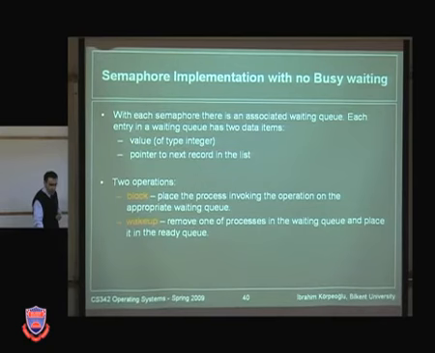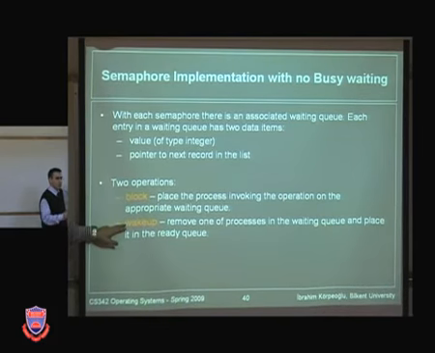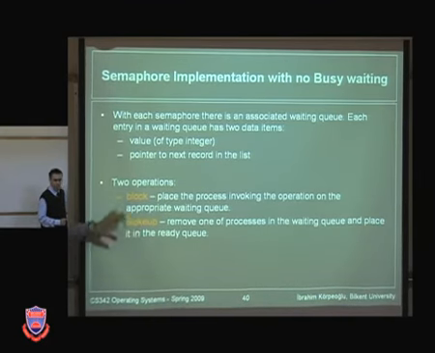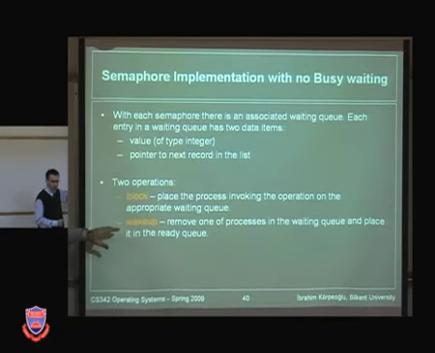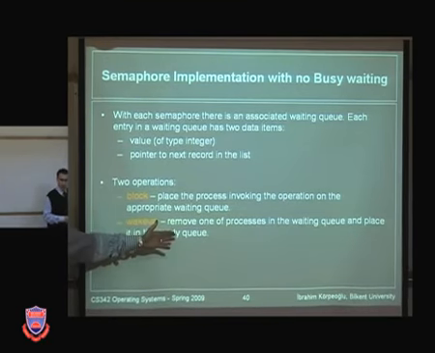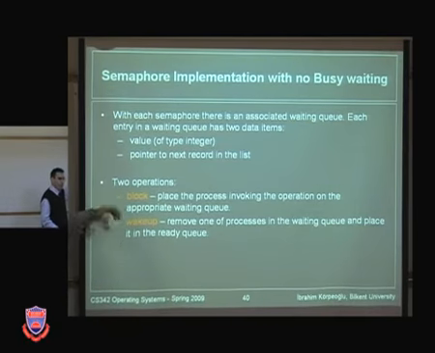Now, we will use two operations, block and wakeup. These operations will be used by the kernel. Whenever it needs to block a process, it will call such an operation to cause that process to block. And whenever, for example during the implementation of signal, it would like to wake up a process, it will call such a kernel function to wake that process up. Assume block and wakeup procedures are available in the kernel. Block places the process invoking the operation on the appropriate waiting queue, okay? It changes the state of the process from running to waiting. And wakeup will remove one process from the waiting queue associated with the semaphore and place it into the ready queue, okay? Again, this has to be implemented by the kernel implementer, right?